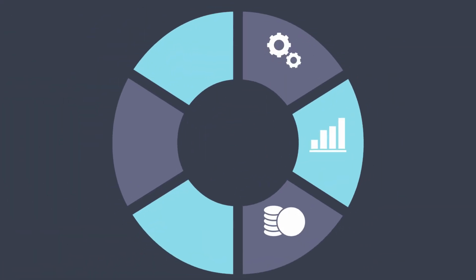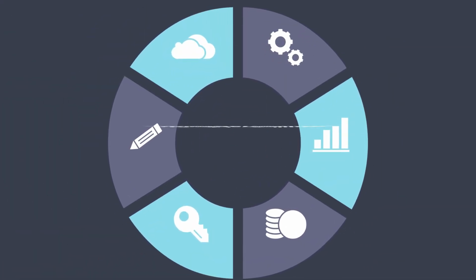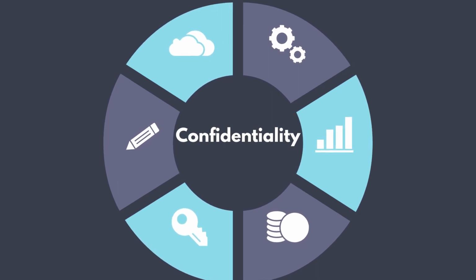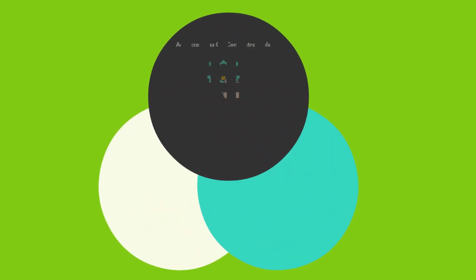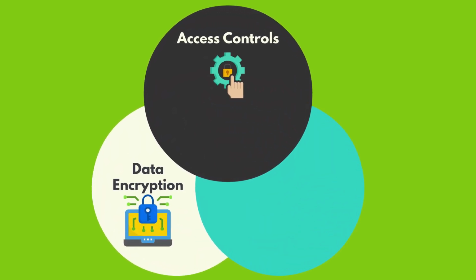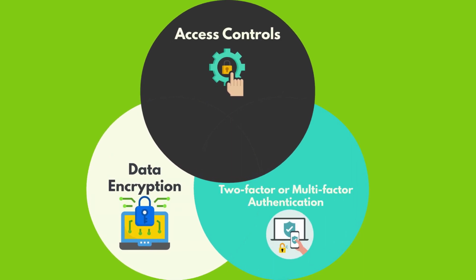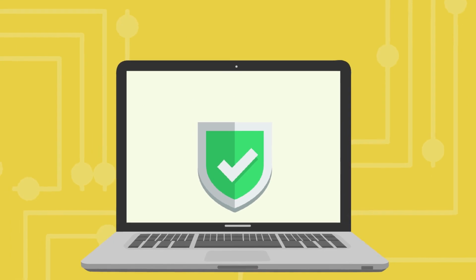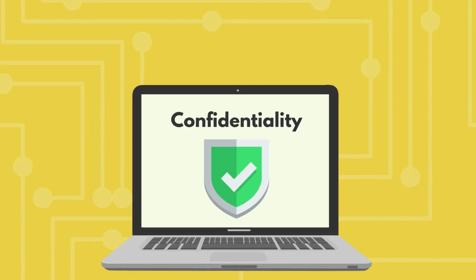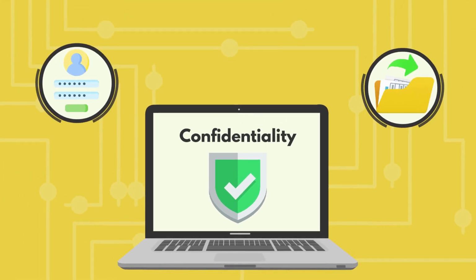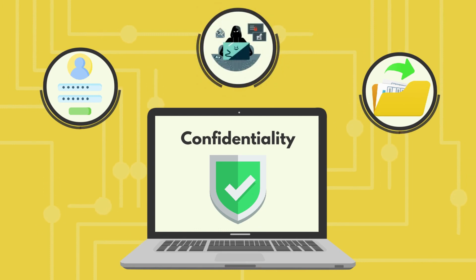These companies use a variety of protective measures that would fit into the confidentiality category, such as access controls, data encryption, and two-factor or multi-factor authentication. All of these protective measures provide confidentiality since they prevent sensitive information from being accessed by unauthorized individuals.